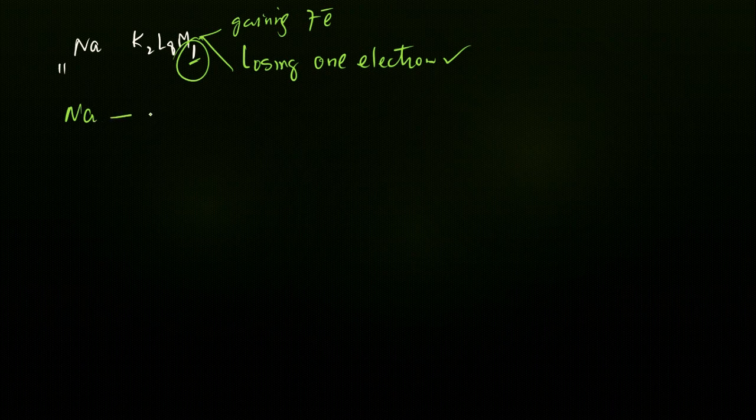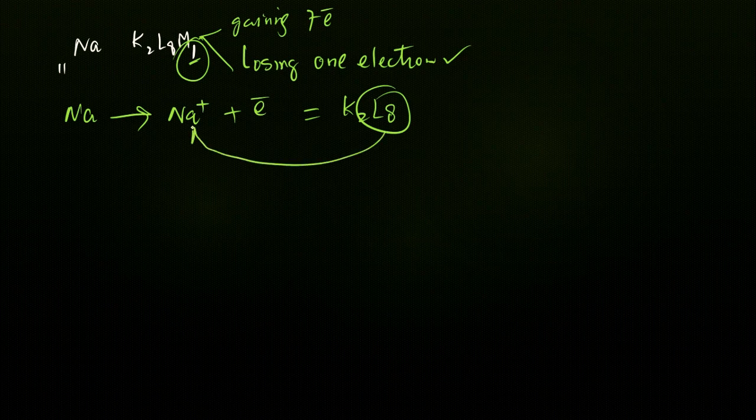So sodium, after losing an electron, becomes K2L8. This is the electronic configuration for Na positive. So we can say that Na positive is more stable than sodium atoms.